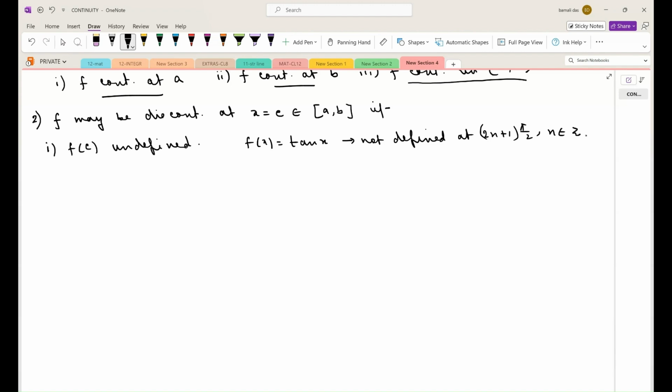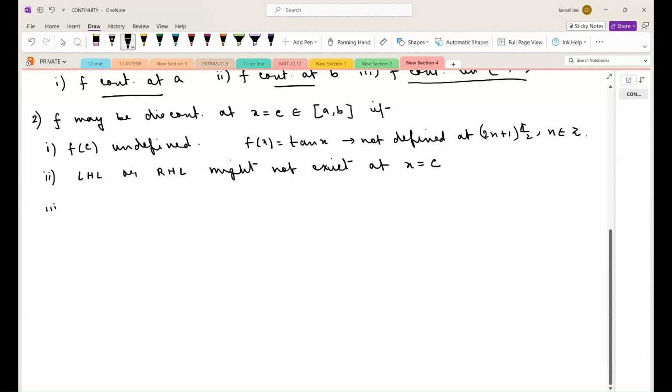But since your textbooks contain this condition that if it is not defined, then it is discontinuous, I'm including the point. What else may happen? The left hand limit or right hand limit might not exist. That might happen. Then the function will be discontinuous at x equal to c.